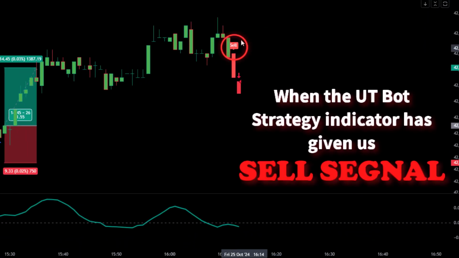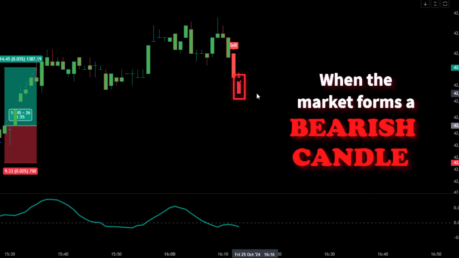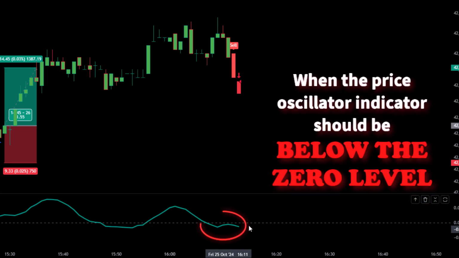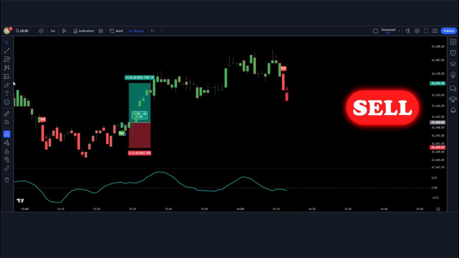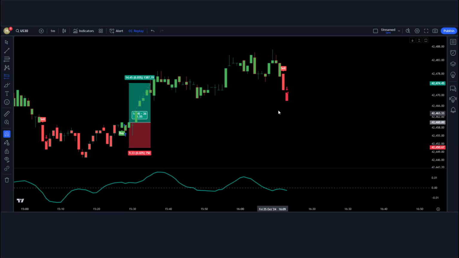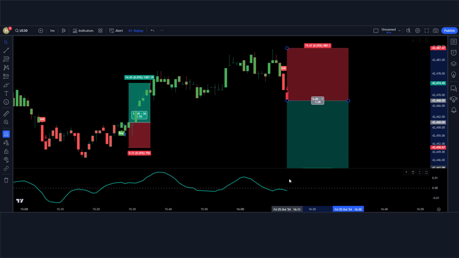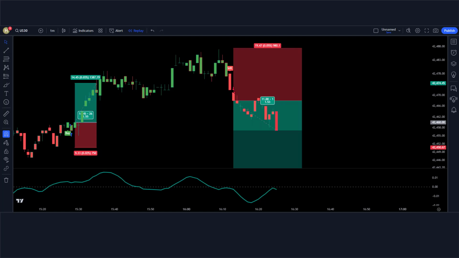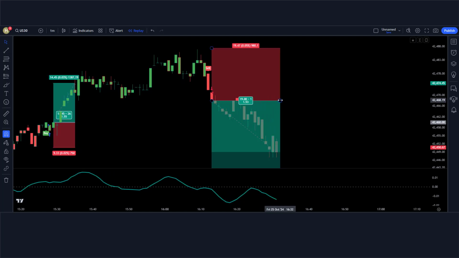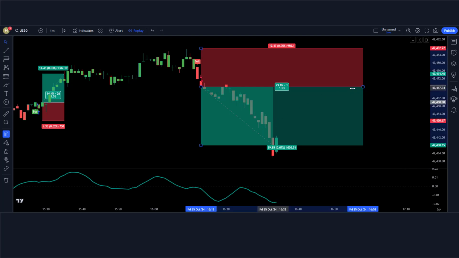When the UT Bot Strategy indicator has given us sell signals, when the market forms a bearish candle, and when the price oscillator indicator is below the zero level, if this condition is fulfilled, then we will place a sell order. Our stop loss will be placed at the current market's higher level. And the risk to reward ratio will be 1:1.5. The market has completely hit the target.